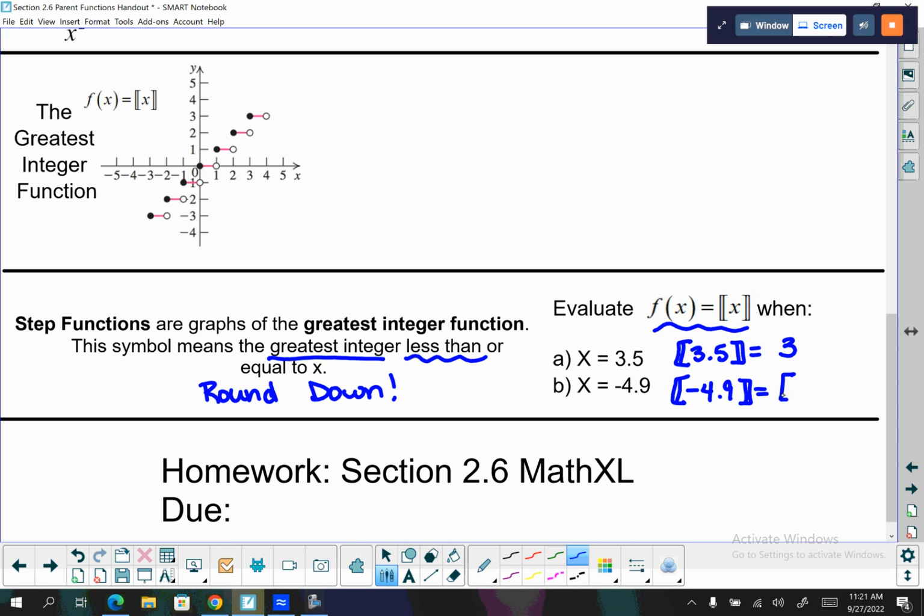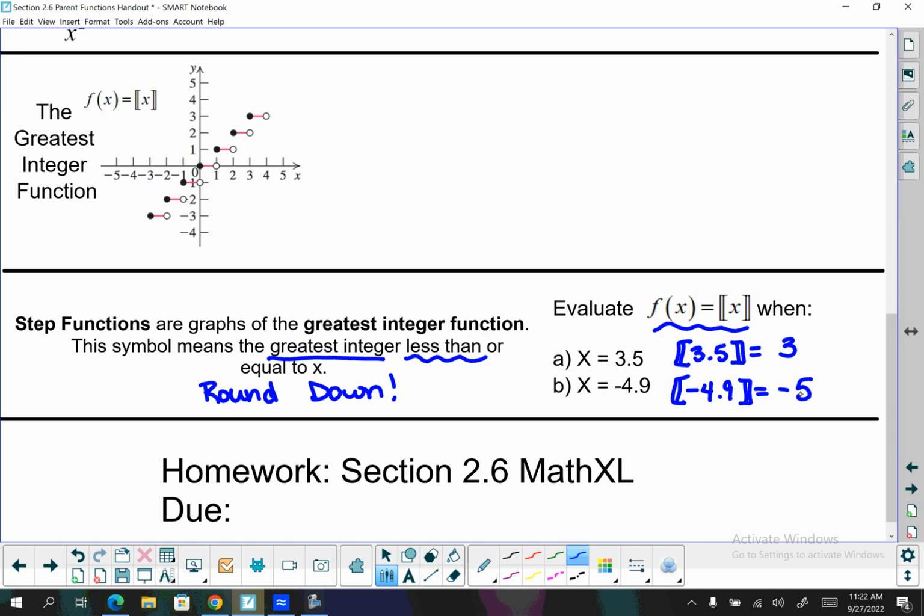-5. Oops, -5. Okay, so that's how the greatest integer function works. What ends up happening is a whole range of values all round down to the same thing. So like anything between 3 and 4 will round down to 3. Anything between 4 and 5 will round down to 4. Anything between 1 and 2 will all round down to 1. So we get what looks like little stairs in the graph.